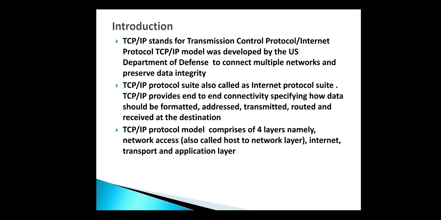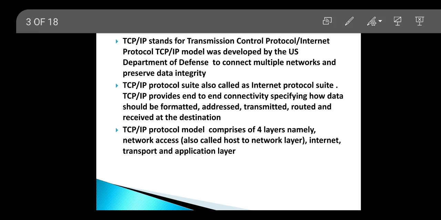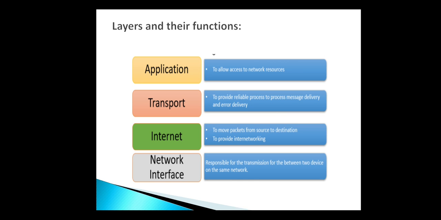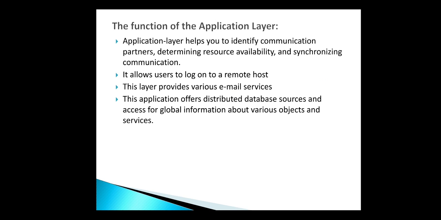The TCP/IP protocol model consists of 4 layers, namely network access, also called host to network layer, internet layer, transport layer and application layer. This is the layered structure of the TCP/IP model. Layers and their functions. We learn in detail the function of each and every layer of the TCP/IP model.